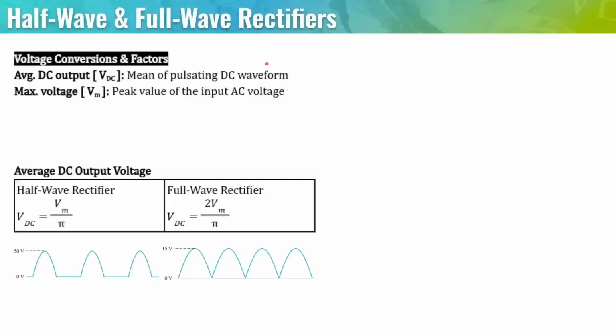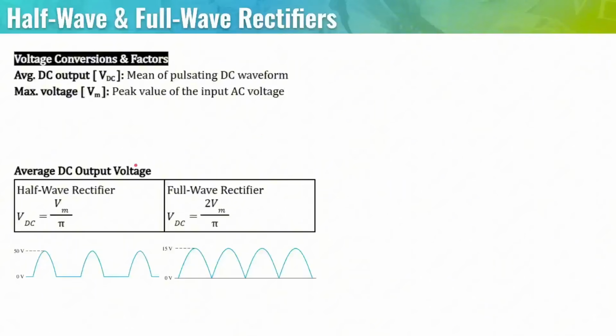So anyway, we have the following voltage conversions or factors. The first thing we need to know is the maximum voltage. Maximum voltage is the peak value of the input AC voltage. If you can see here, if you have this waveform with 50 volts indicated at the peak, it means that Vm is equal to 50 volts. Now, you should know that we are aiming to turn it into DC, right? So we need a flat line for it. The flat line represents the average DC output.